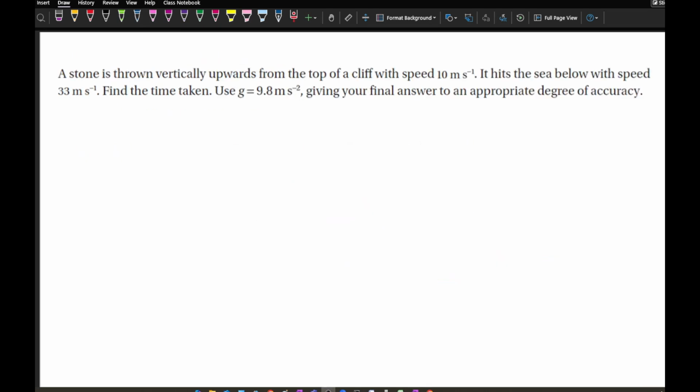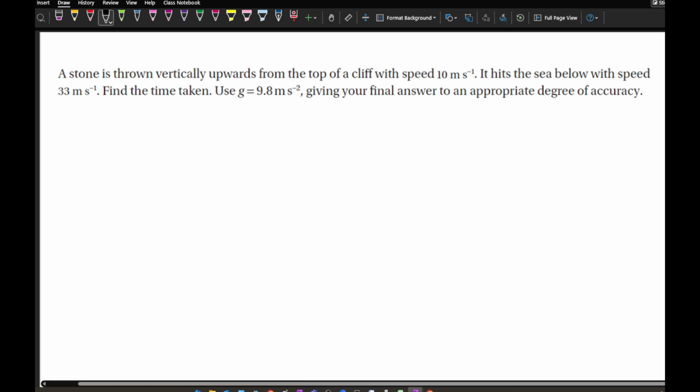Now moving on to our next example, it says that a stone is thrown vertically upwards from the top of a cliff with a speed of 10 meters per second. It hits the sea below with a speed of 33 meters per second. Find the time taken, and we can use g is equal to 9.8 meters per second squared, and we want to give our final answer to an appropriate degree of accuracy. So let's have a look by first just drawing a little diagram to represent this sort of scenario.